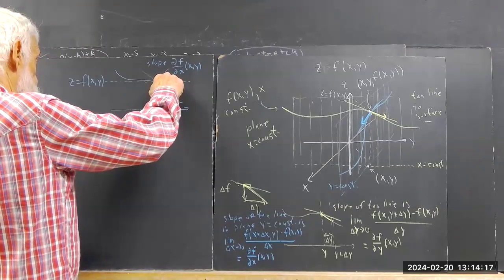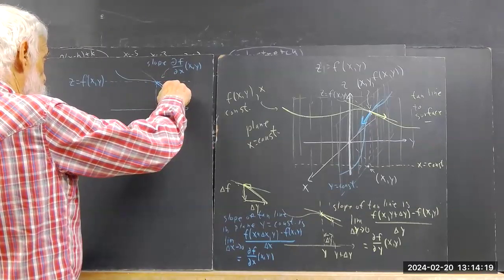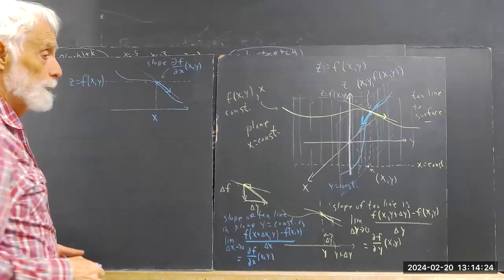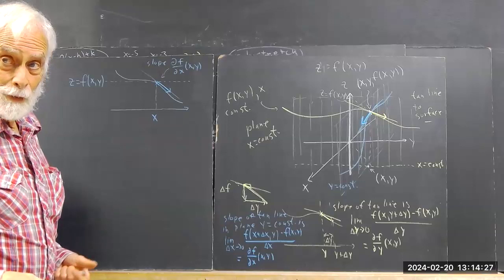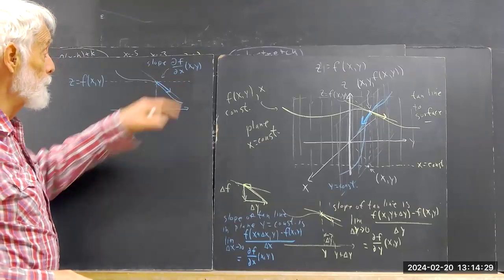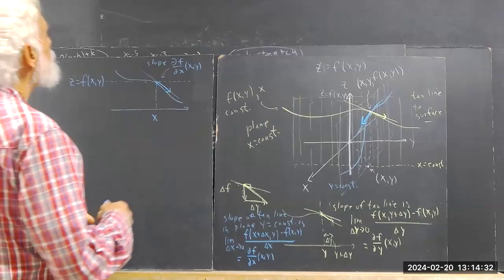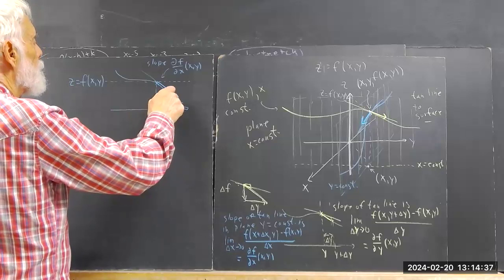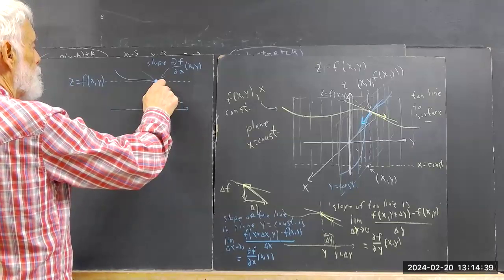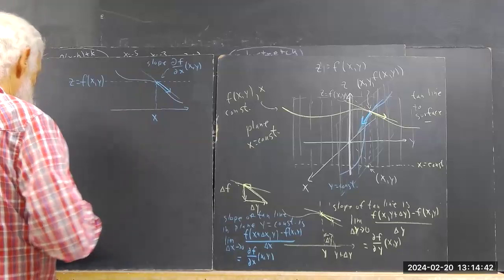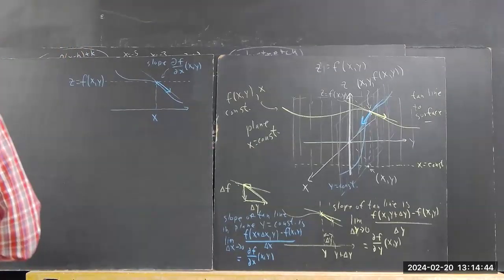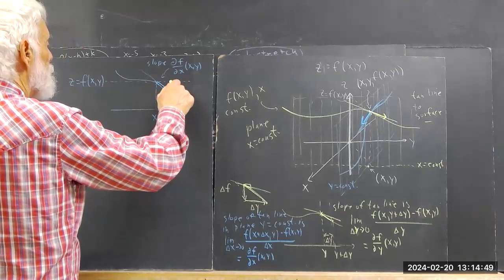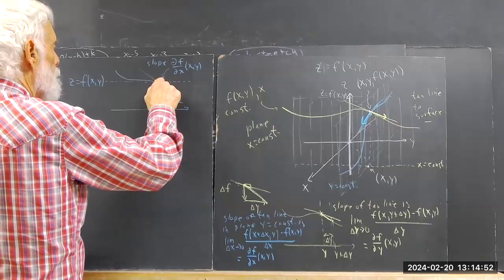Any vector from this point down here has a rise and a run. So it has a slope, and the slope is equal to the partial derivative. So we want the vector here, for which I'll use a different color. What could I use? Yellow.